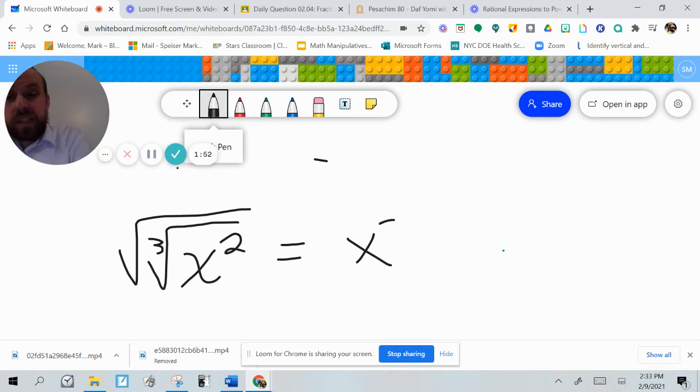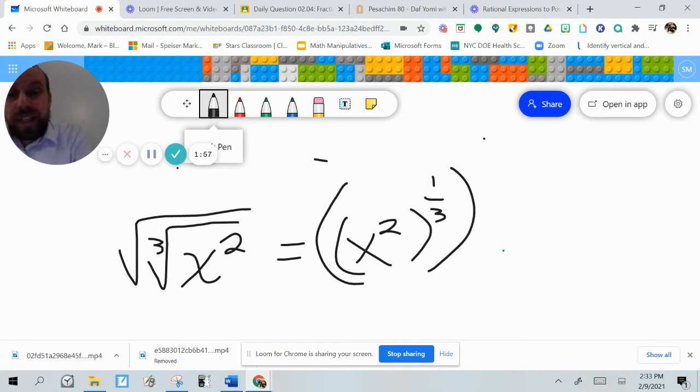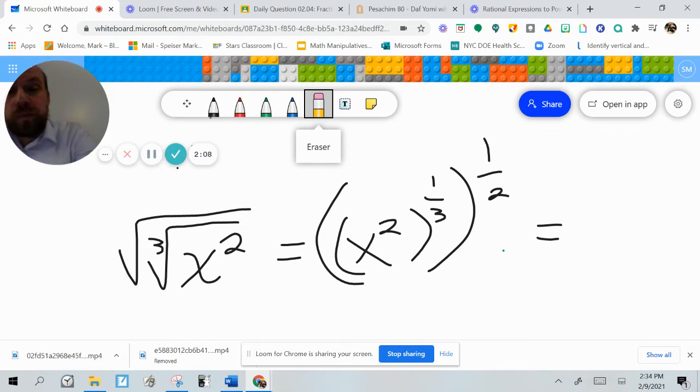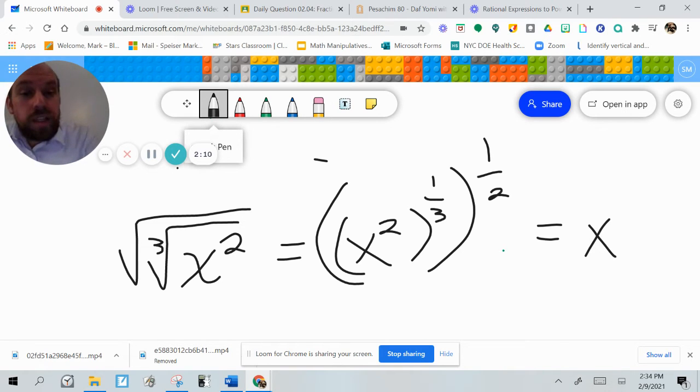That's the same thing as x squared to the 1/3 to the 1/2, and then you multiply. So 2 times 1/3 is 2/3. 2/3 times 1/2 is 2 over 6. So that's x to the 2/6 power, or x to the 1/3 power. And that's how you do it if you have a nested square root inside a square root, or a radical inside a radical.